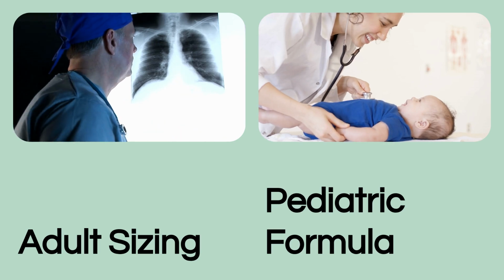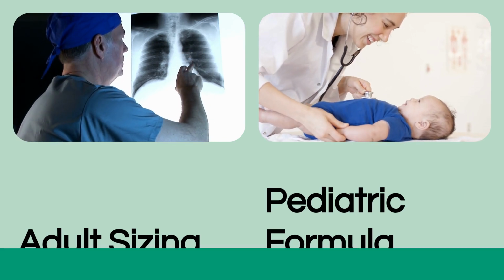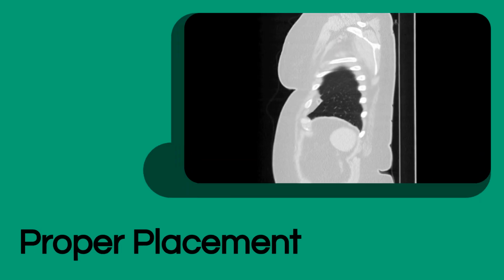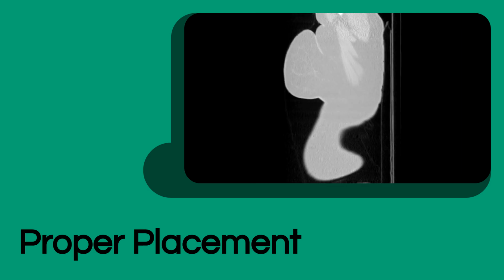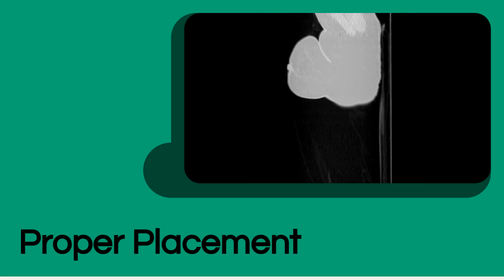For pediatrics, a common calculation is age divided by 4 plus 4.5. Proper placement requires the tube to sit in the middle third of the trachea, typically 2.25 to 2.5 centimeters below the vocal cords in adults, confirming effective ventilation.